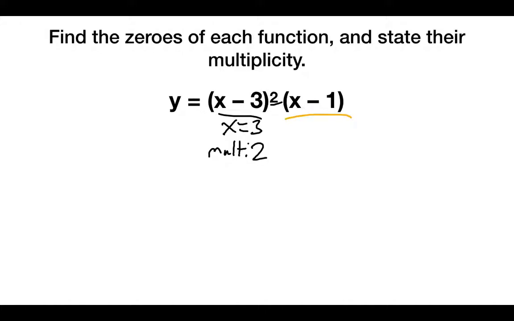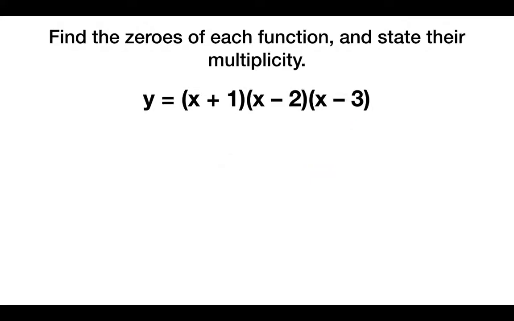On the second one, x minus 1 means x would have to equal 1. And if we had a multiplicity, it would be to the first power, although there's really no multiplicity in this case. Let's look at this next one. x plus 1 means x would have to equal negative 1. x minus 2 means x would equal 2. And x minus 3 would mean that x equals 3. On all of these, the multiplicity would be 1.